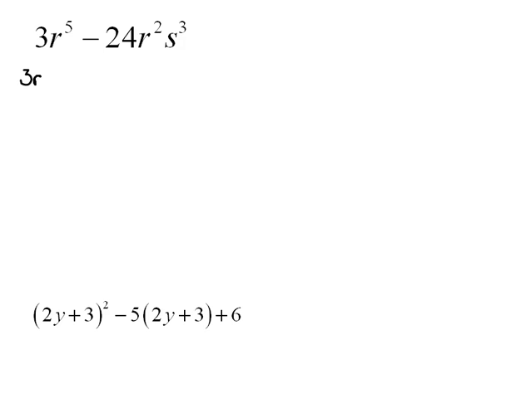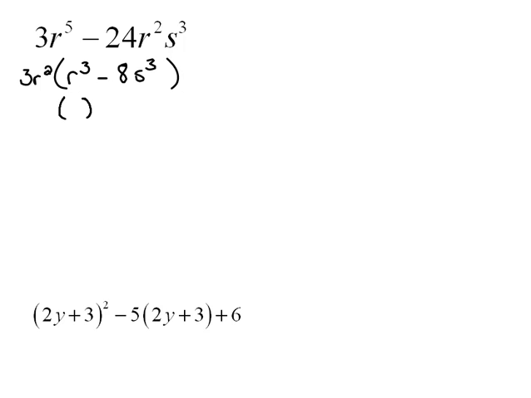So r squared is the largest thing we can pull out of both of those. They don't have an s in common, so the greatest common factor would be 3r squared. So whenever we factor that out, or kind of reverse distribute, we have r cubed minus 8s cubed. Now because we have two terms left, it has to be either a difference of squares or a sum or difference of cubes. So this looks like it's cubes, and it looks like it's a difference.